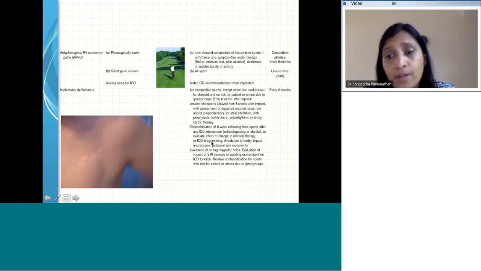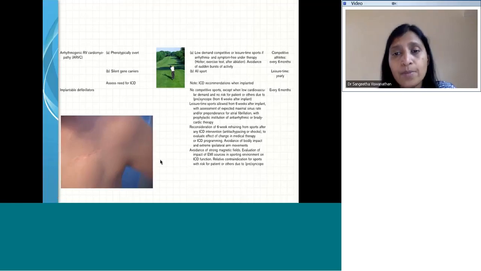Leisure sport is allowed about 6 weeks after the implant. So once you're happy that the leads have settled in, then leisure sport is allowed. Once they have had an ICD shock or pacing, they should refrain from physical activity for about 6 weeks. So there are certain restrictions for these patients with cardiac rhythm problems, but I wouldn't keep them off all activity.